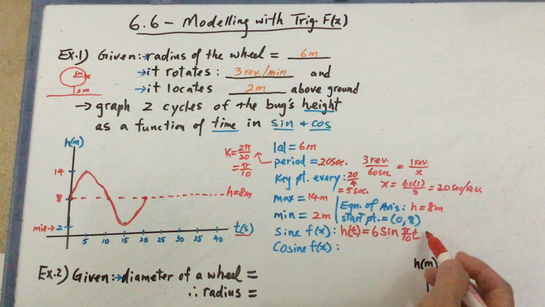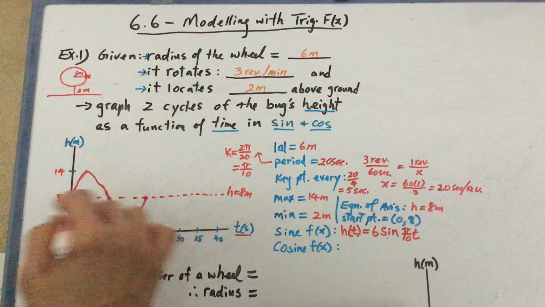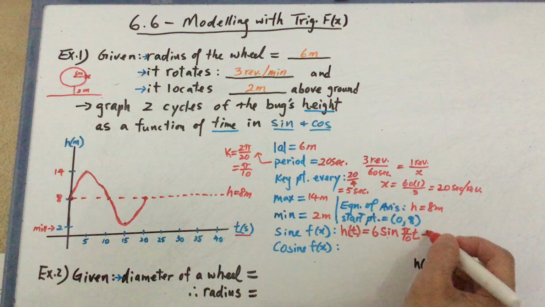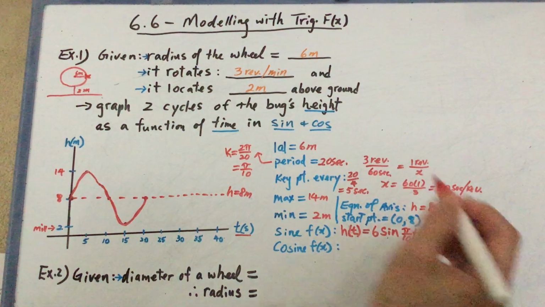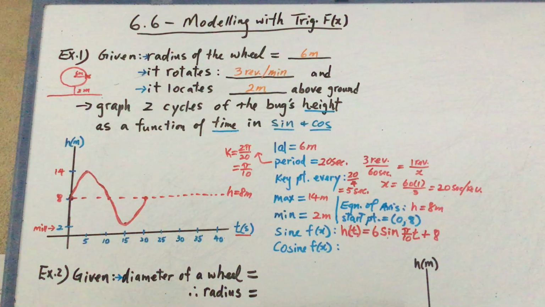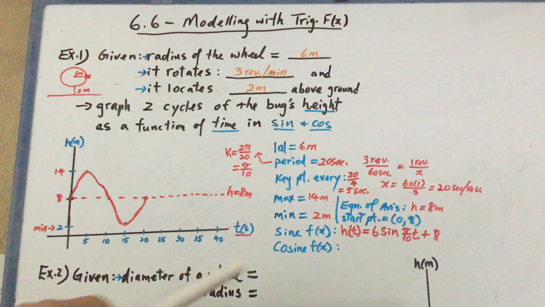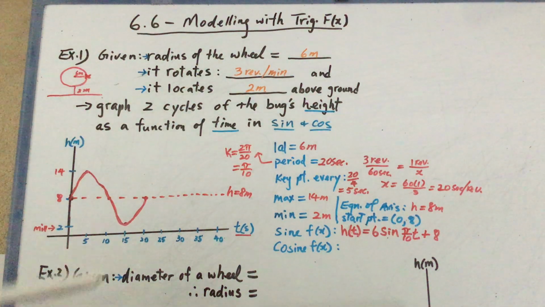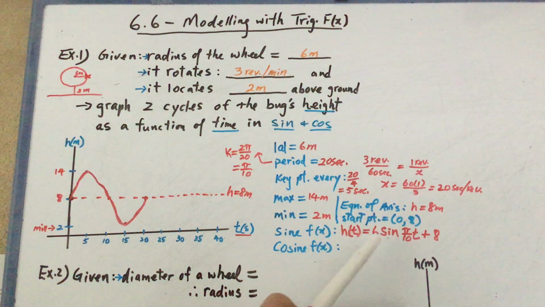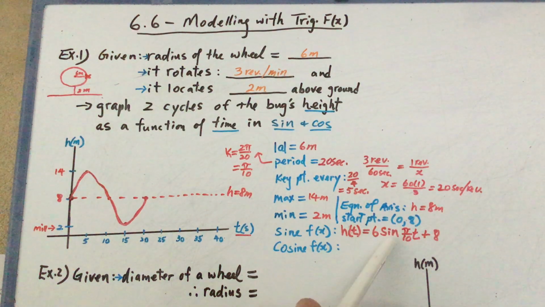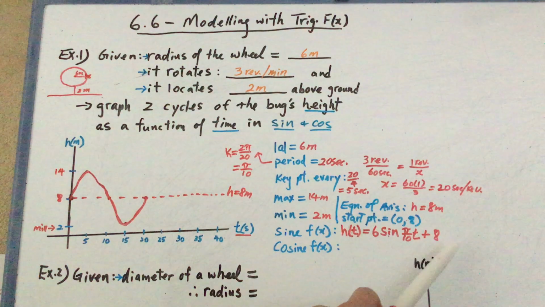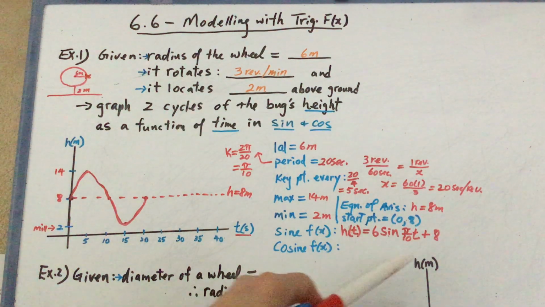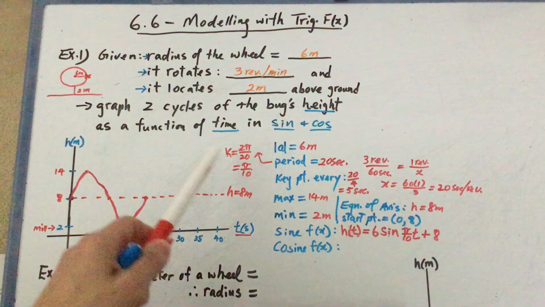And then plus the c value, and the c value will be the middle line, and the middle line now is plus 8, okay? So this is what you have for a sine function that models this question here, okay? So you have an amplitude of 6, sine function of pi over 10 times t, plus 8, okay?